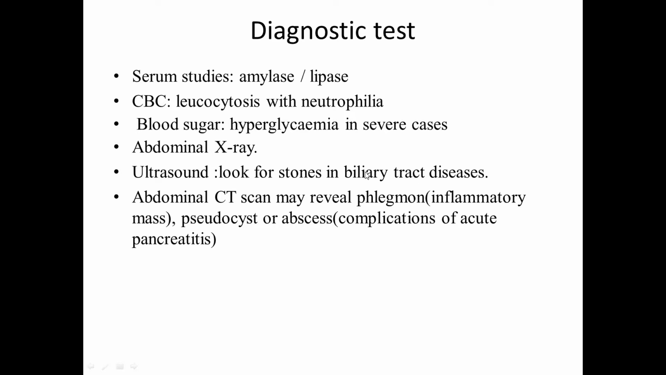This is where we have been talking about the gallstones. Sometimes when there are stones from the gallbladder that go into the biliary tract, they obstruct the flow of bile and pancreatic secretions, which can cause pancreatitis. So during ultrasound, we usually look for any obstruction caused by gallstones. The most definitive diagnosis for acute pancreatitis is abdominal CT scan. This may reveal the phlegmon, which is the inflammatory mass surrounding the pancreas.